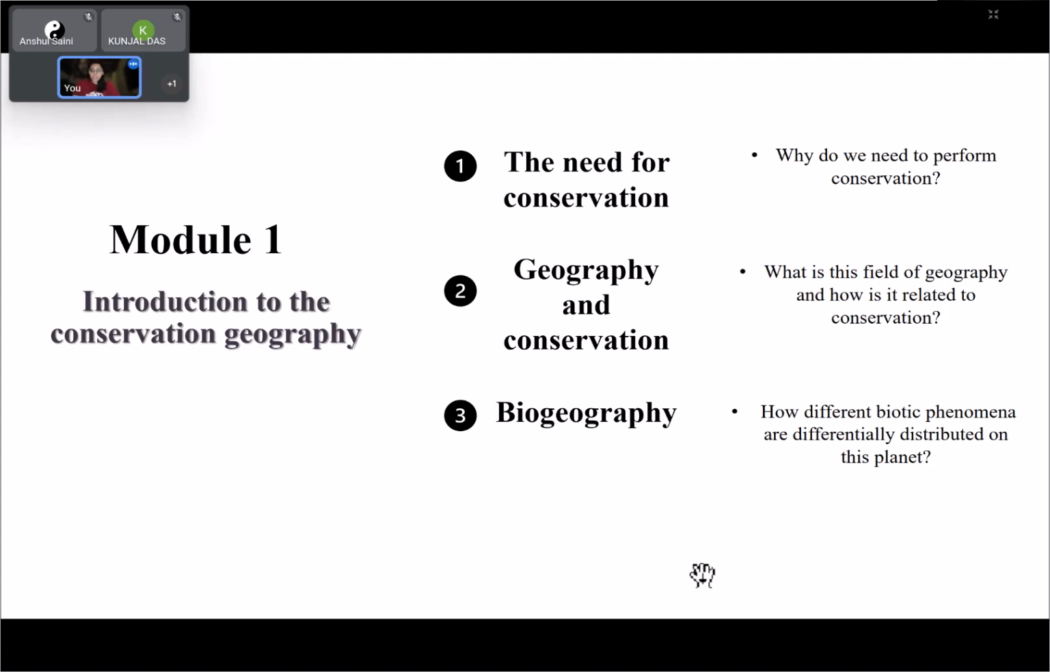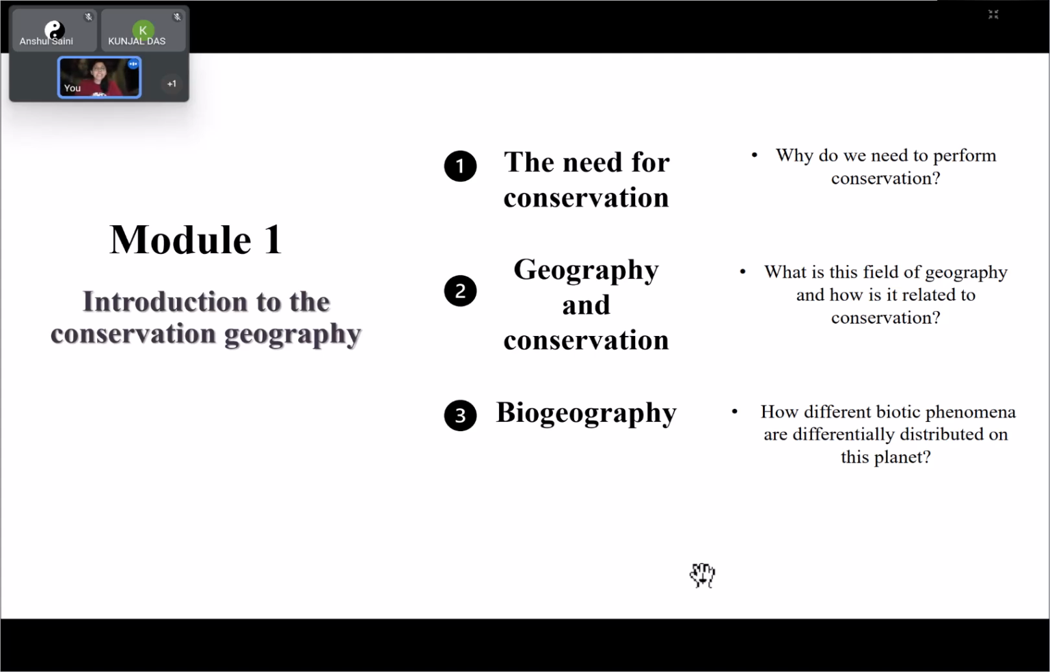The first module, if you remember, was the introduction to the course, and there were 3 lectures in this. The first was about the need for conservation, where we looked into what is conservation and why we need conservation. The second was geography and conservation. So we looked at these 2 terms independently first, conservation and geography, and then we put them together, and to understand why it is important, we looked into how they are formally defined.